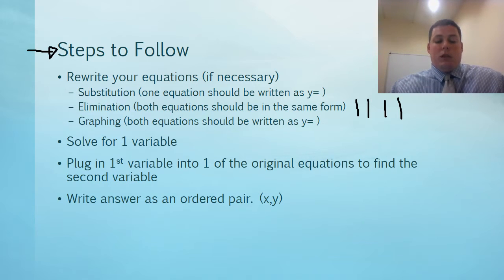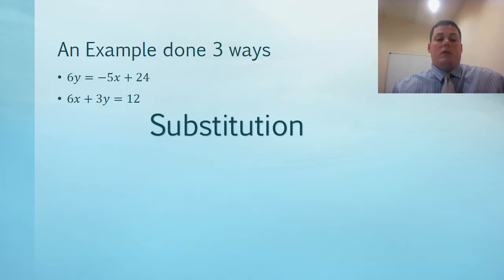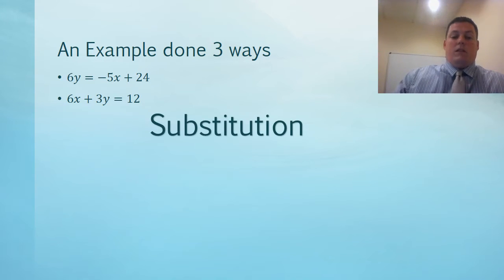Once we have done that, we want to solve for one of the variables. So either after we substitute, we solve for x, or after we eliminate one of the variables and we solve for the one that's left over, or through graphing. In this case, we are actually just going to find the intersection point right away. After we find that first variable, we plug that variable into one of the original equations to find the second variable. Then we write our answer as an ordered pair, x comma y. So here's our example that we're going to use for all of the different ways of doing this.